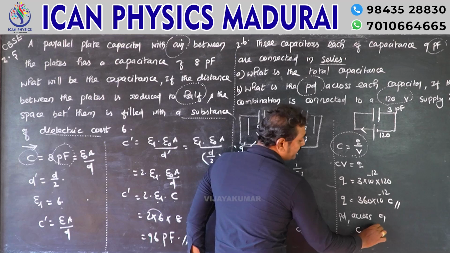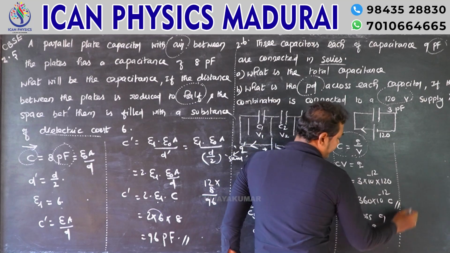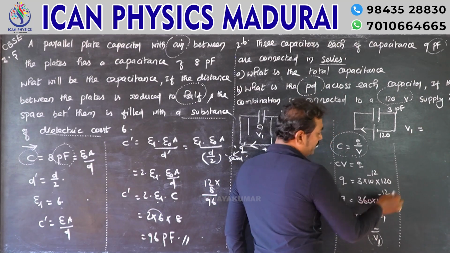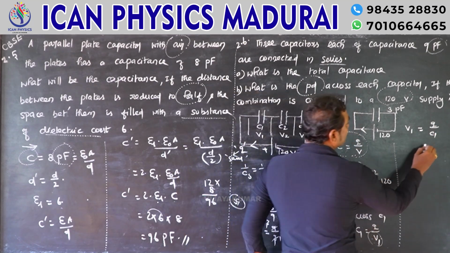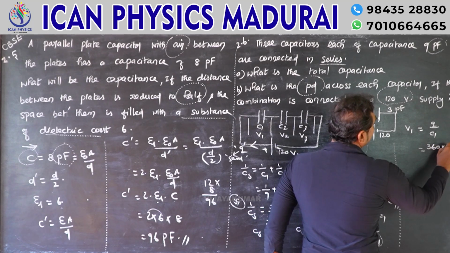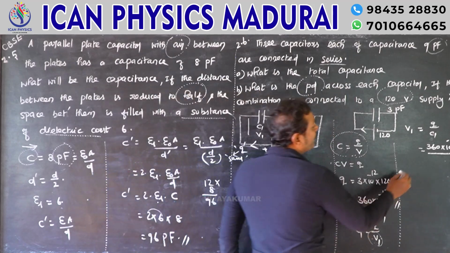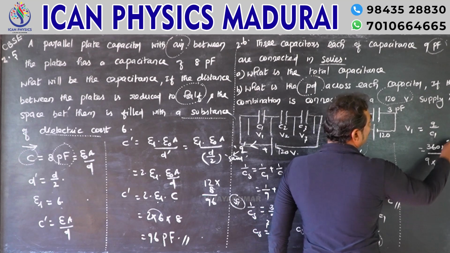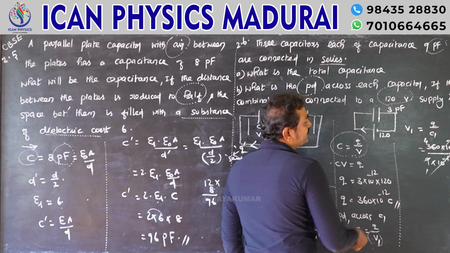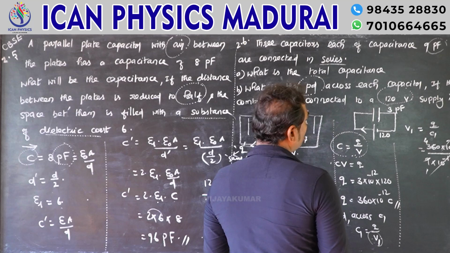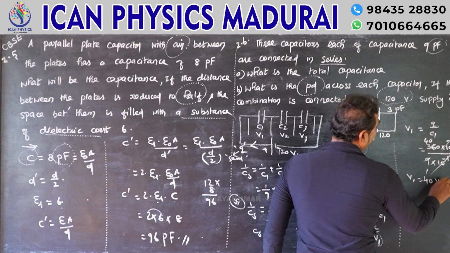C1 equal to Q by V1. Now I want to calculate the value of V1, so V1 equal to Q by C1. What is the charge? 360 into 10 to the power minus 12 divided by C1. What is the value of C1? 9 picofarad, 9 into 10 to the power minus 12. So minus 12 gets cancelled. 4 9s are 36, then this 0. So V1 equal to 40 volt.